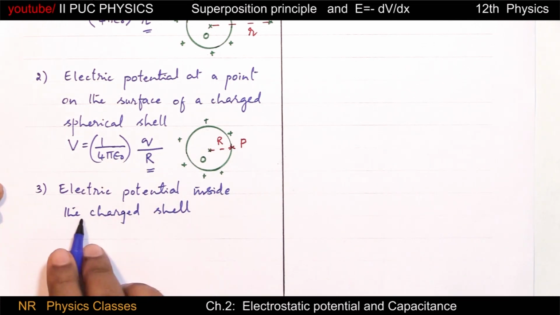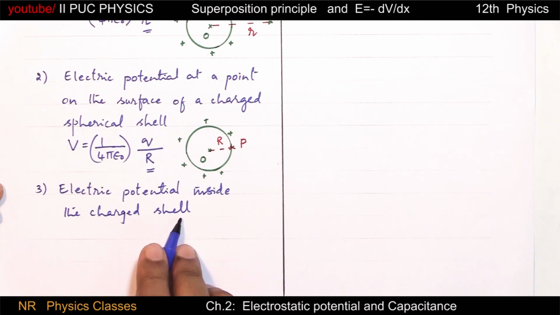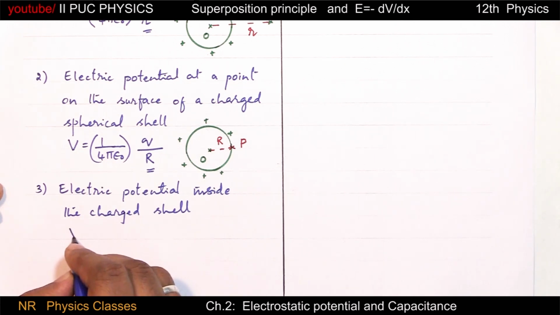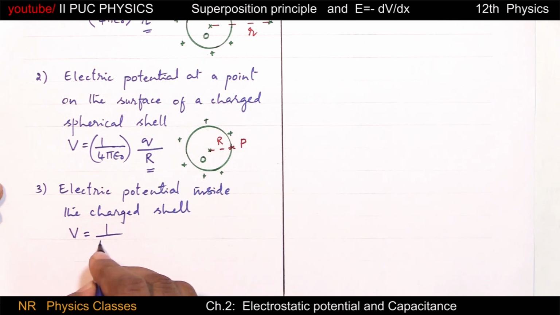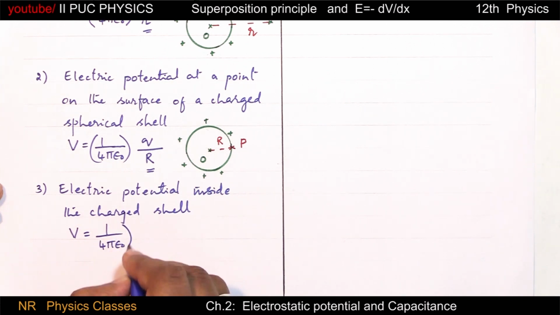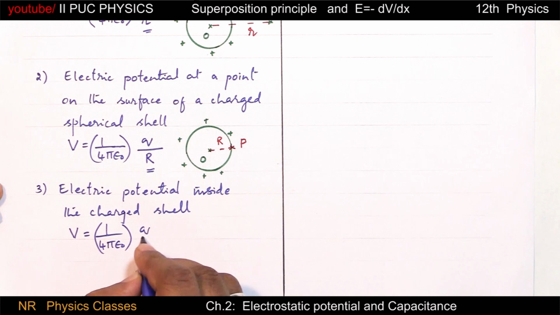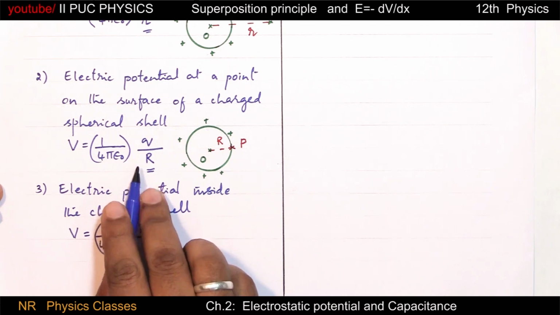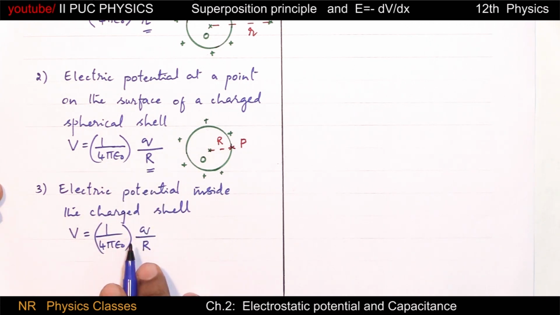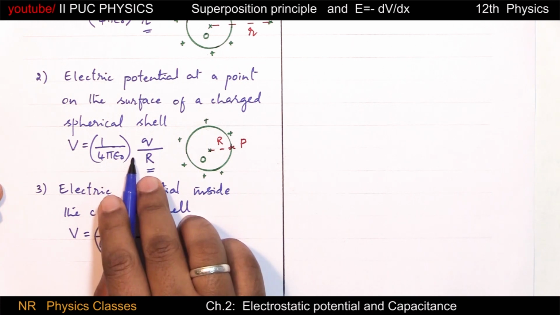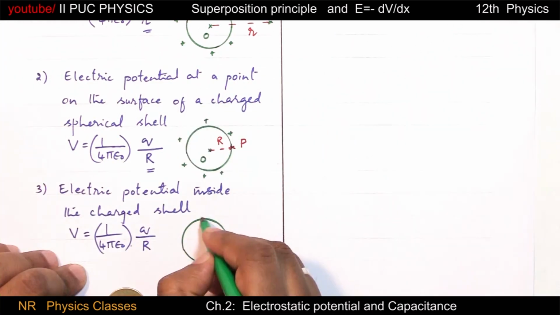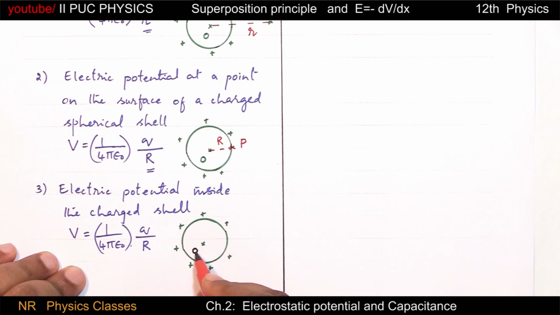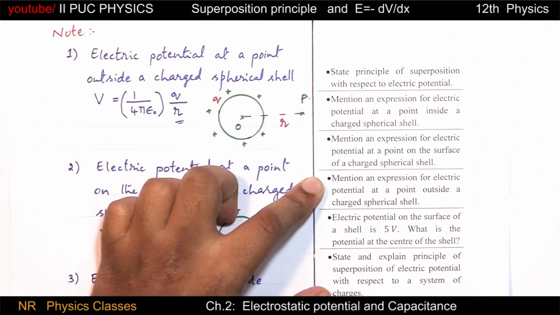Electric potential inside the charged shell. V equals 1 by 4 pi epsilon naught into Q by R. Potential on the surface is the same as that inside the shell. This is inside the shell, this is on the surface of the shell. This is the center of the shell O, this is point P inside the shell. Now, probable questions.